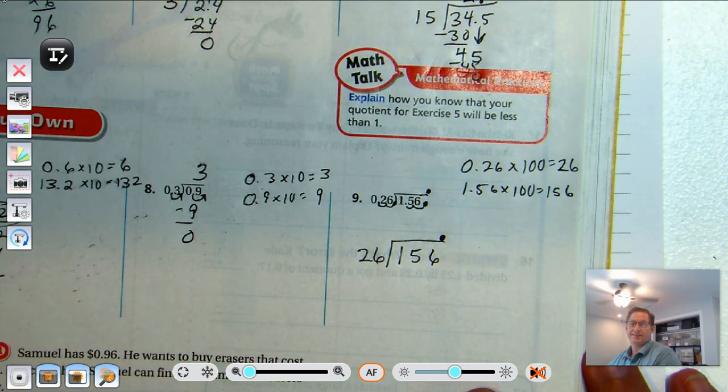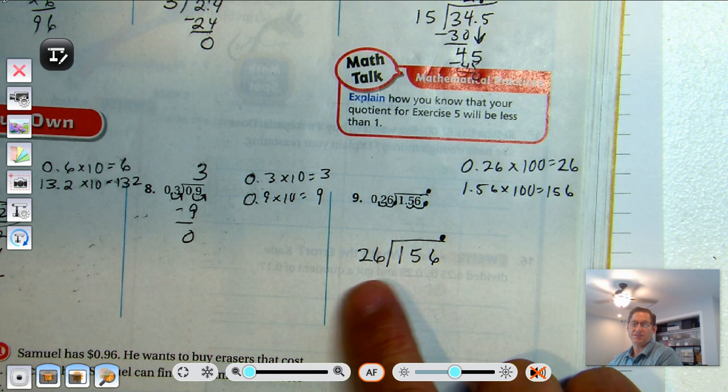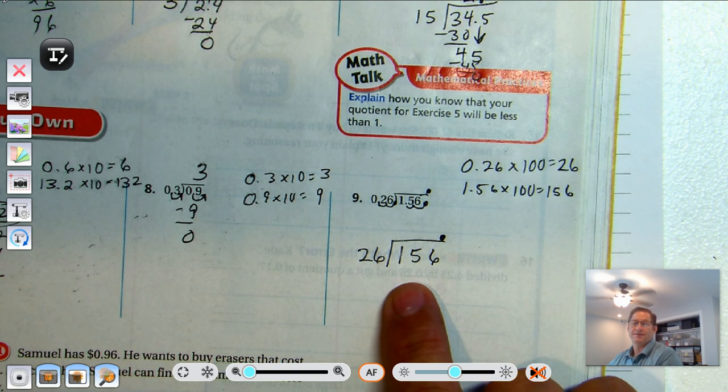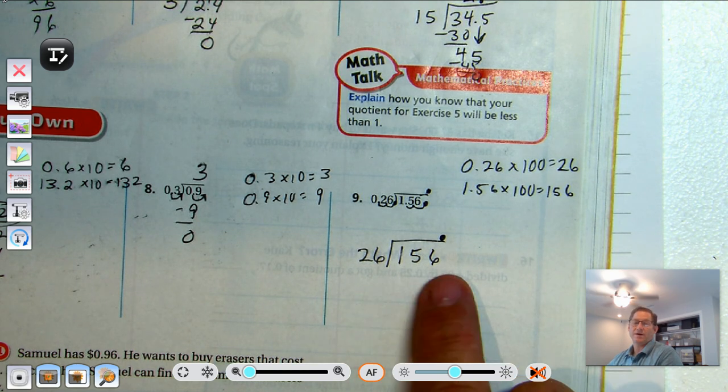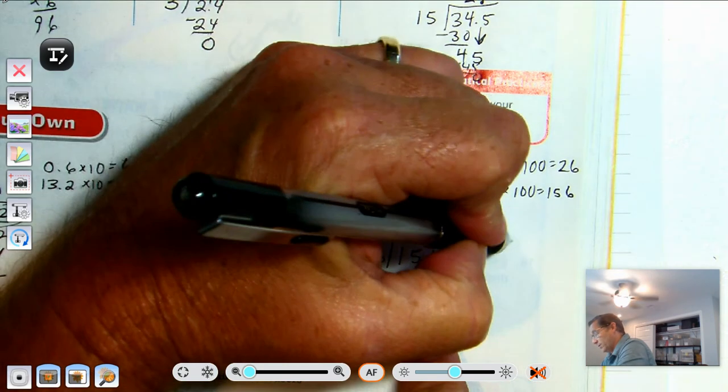All right, how many 100s can I share with 26 groups? None. How many 10s can I share with 26 groups? None. 6 times what ends in a 6? 1 does, but we know that that's way too far away from 156. 2, 3, 8, that's 18, 24, 30, 36. 6 probably is going to work.